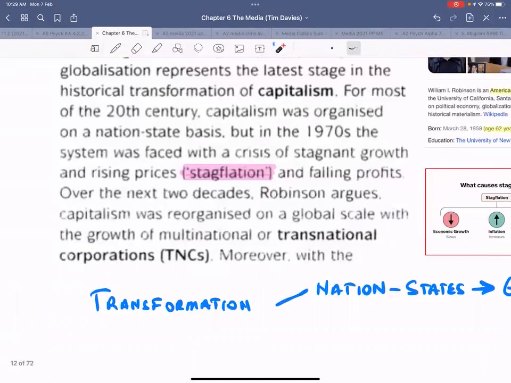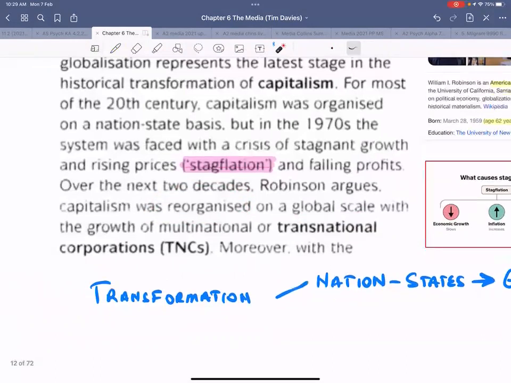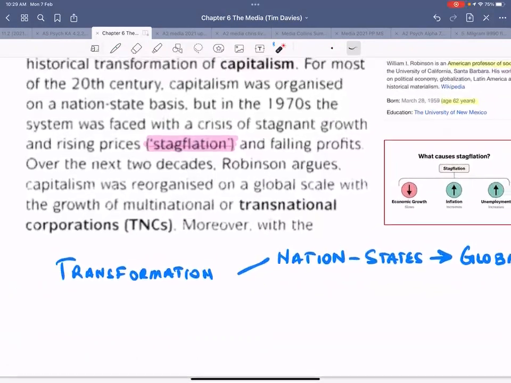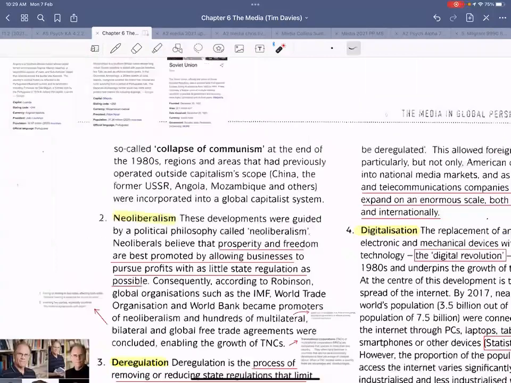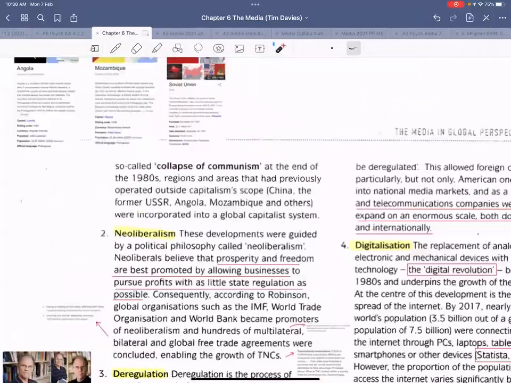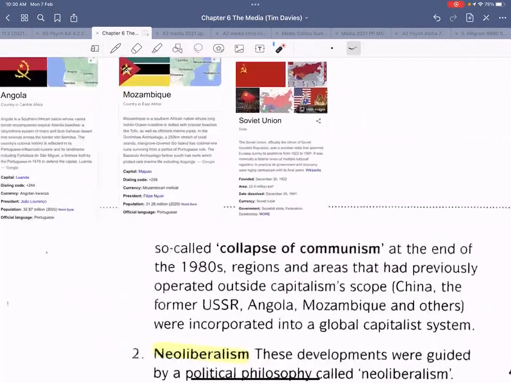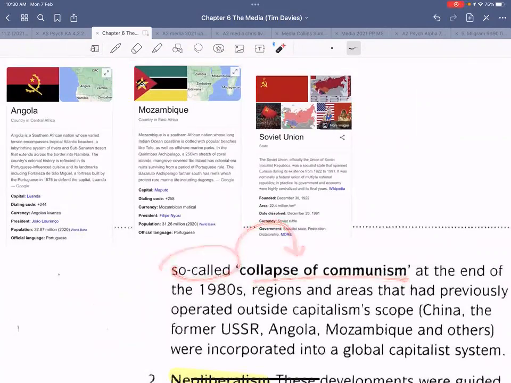So over the next 2 decades, Robinson argues capitalism was reorganized on a global scale with the growth of multinational or transnational corporations. We all know what multinational corporations are. Moreover, with the so-called collapse of communism, right? We're using the word so-called collapse, right? So-called, in other words, communism in its true essence. There are many sociological commentators who claim that communism, jo theoretically dikhai jati, wo to kahin pe hamare paas thi nahin. So the collapse of so-called communism at the end of the 1980s, regions and areas that had previously operated outside capitalism's scope, China, the former USSR, Angola, and Mozambique, and others, were incorporated into the global capitalist system.